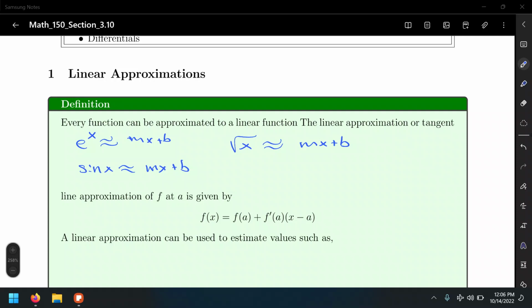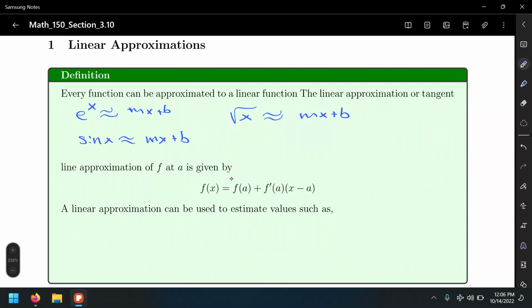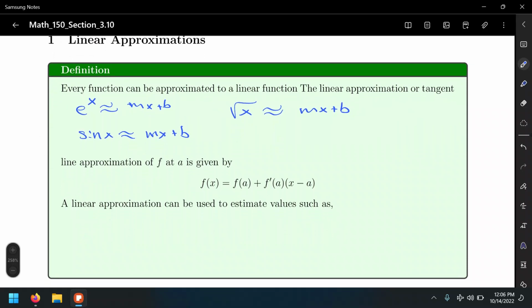To Taylor series and Taylor polynomials. This is for Calc 1. We will just limit ourselves to the linear approximation. Well, a linear approximation is ultimately just finding the equation of the line that is tangent at a given point on the given graph of the function.